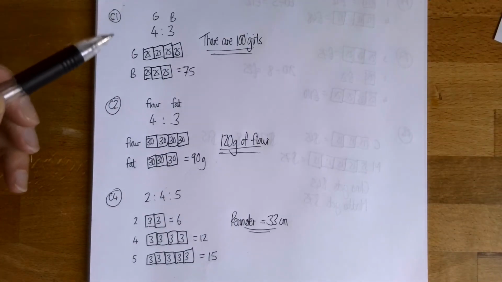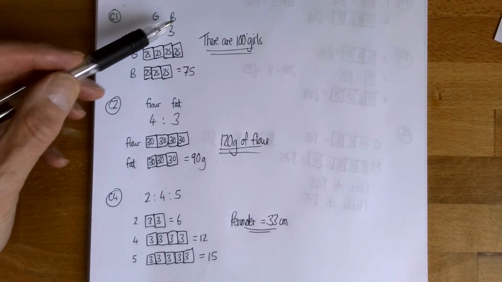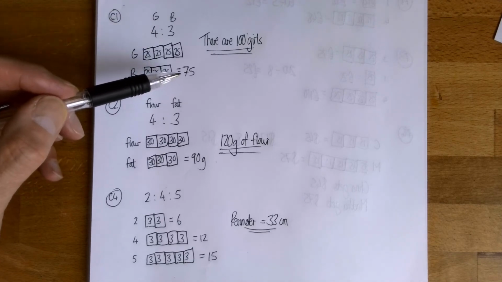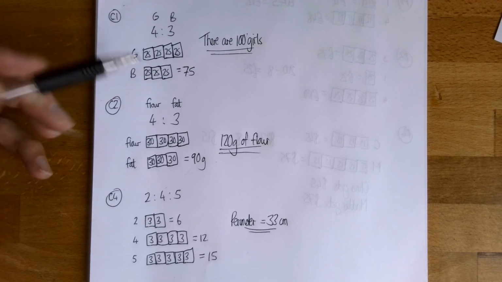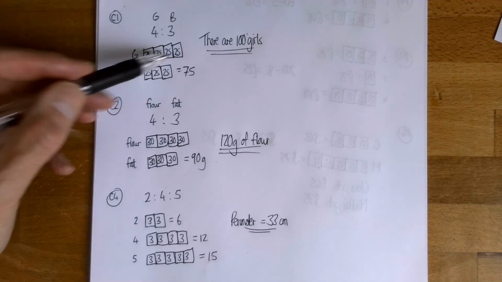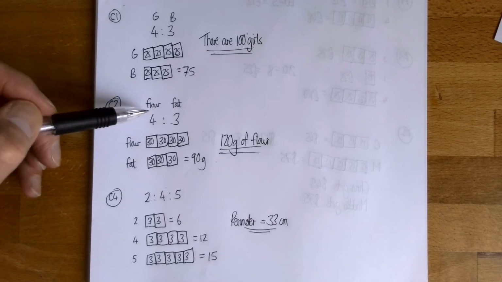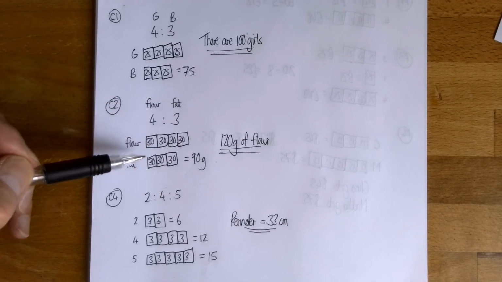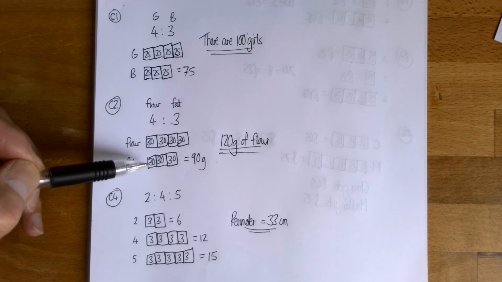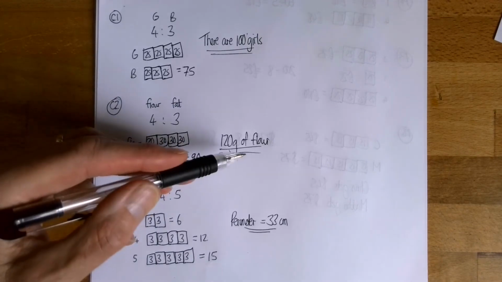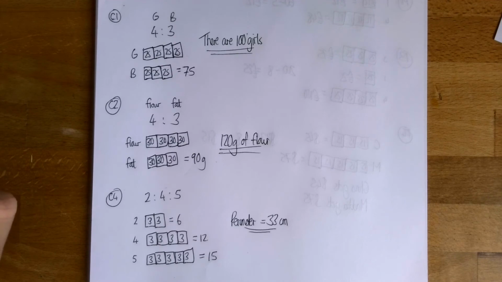Okay, so in C1, the ratio of girls to boys is 4 to 3. So boys is 3 shares, and there are 75 boys. So divide that by 3, each share is worth 25. So we're asked how many girls? 100 girls. C2, flour and fat, 4 to 3, and there is 90 grams of fat. So each of those shares is worth 30. So each of these shares is worth 30, 120 grams of flour.